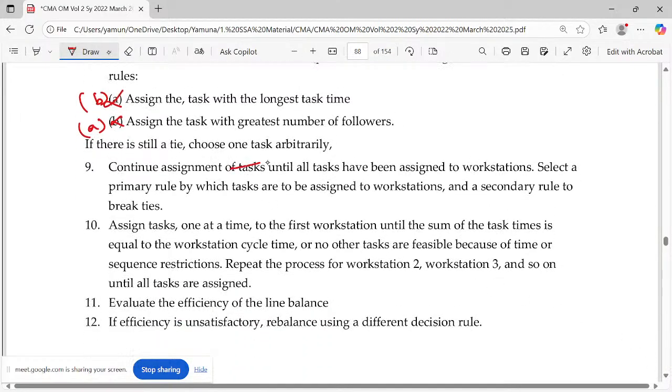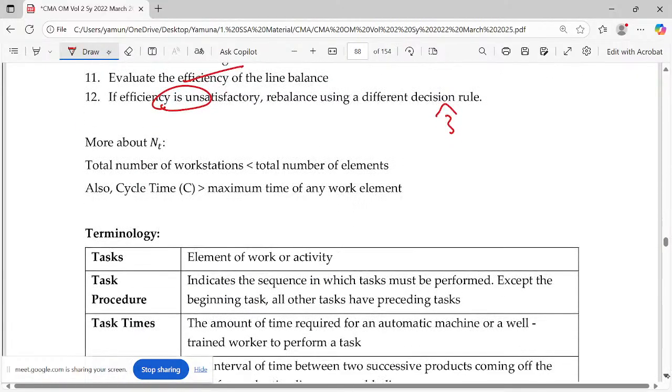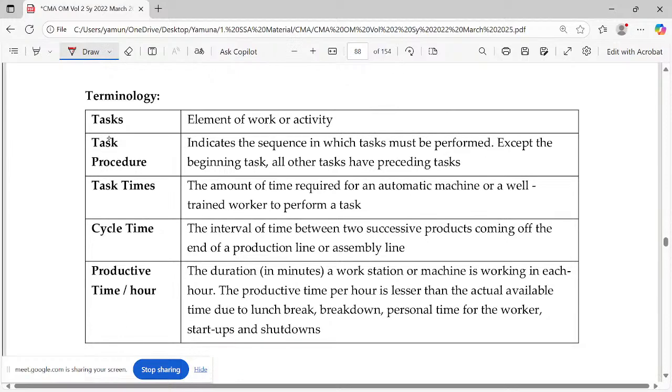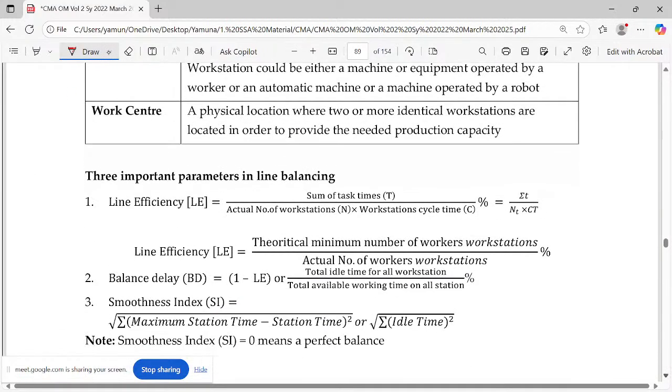Then we'll continue the assignment. Then we'll assign the tasks. Then we'll evaluate the efficiency. If efficiency is unsatisfactory, then we have to go for rebalancing. In line balancing, the whole point is to have efficiency. If it's not efficient, we'll go for rebalancing. So these are the terms we'll be using now.